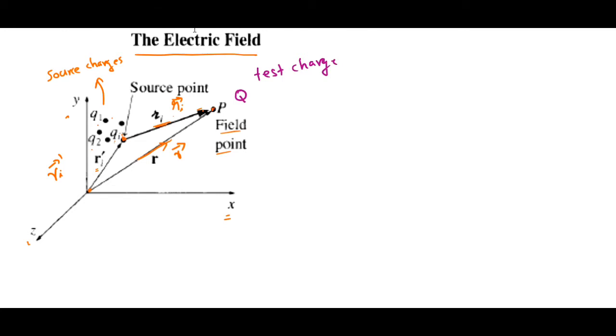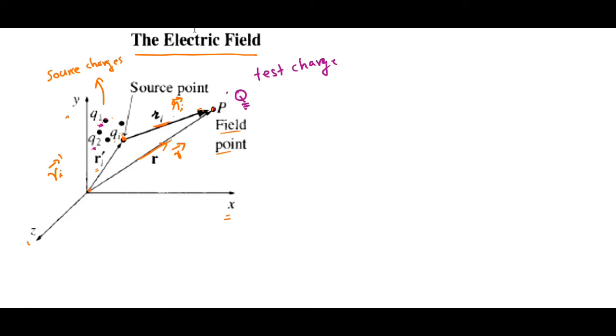If I place a test charge Q at the field point P, the total force on the test charge Q will be the force exerted by the charge Q1 on this charge Q, and the force exerted by the source charge Q2 on the test charge Q. That is, we have to find the force by each charge separately.